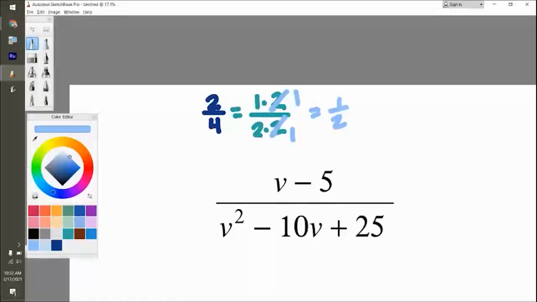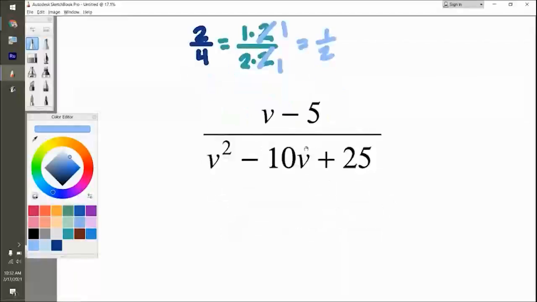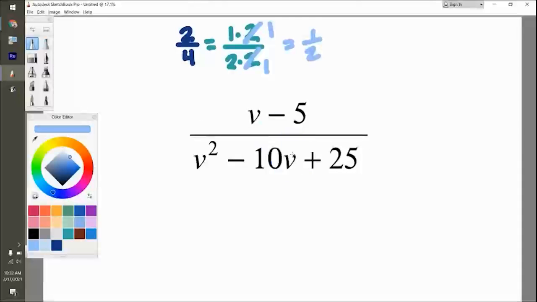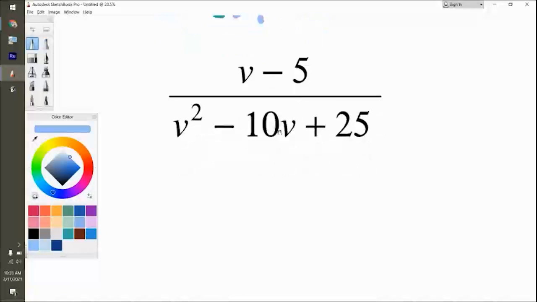This is the exact same process that we're going to use to simplify this rational expression right here. Okay? We're going to factor everything first, and then see if anything cancels out. Once we figure out if it cancels out or not, then we have the answer. Okay, so let's do that.